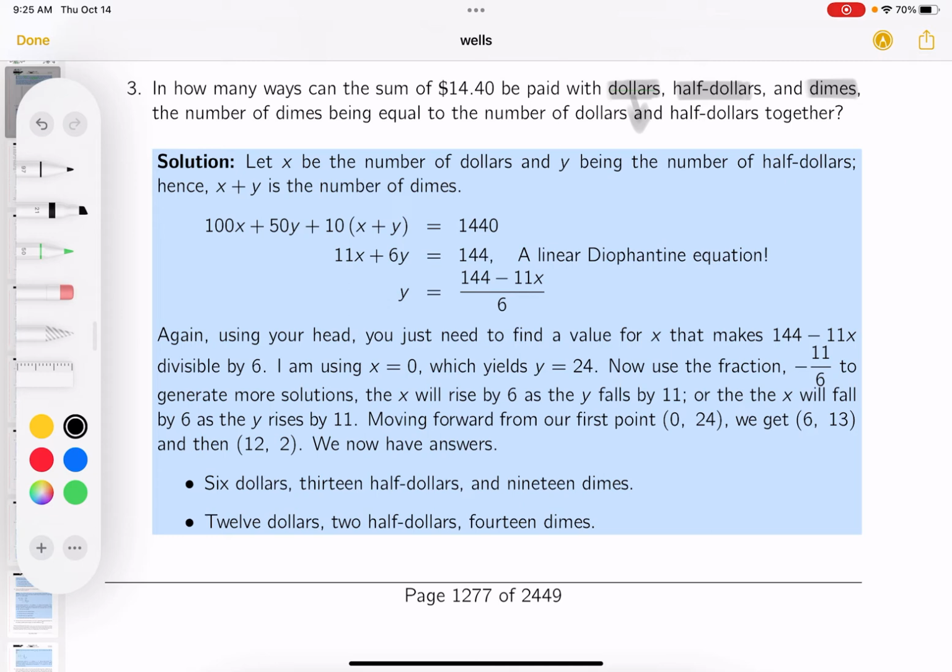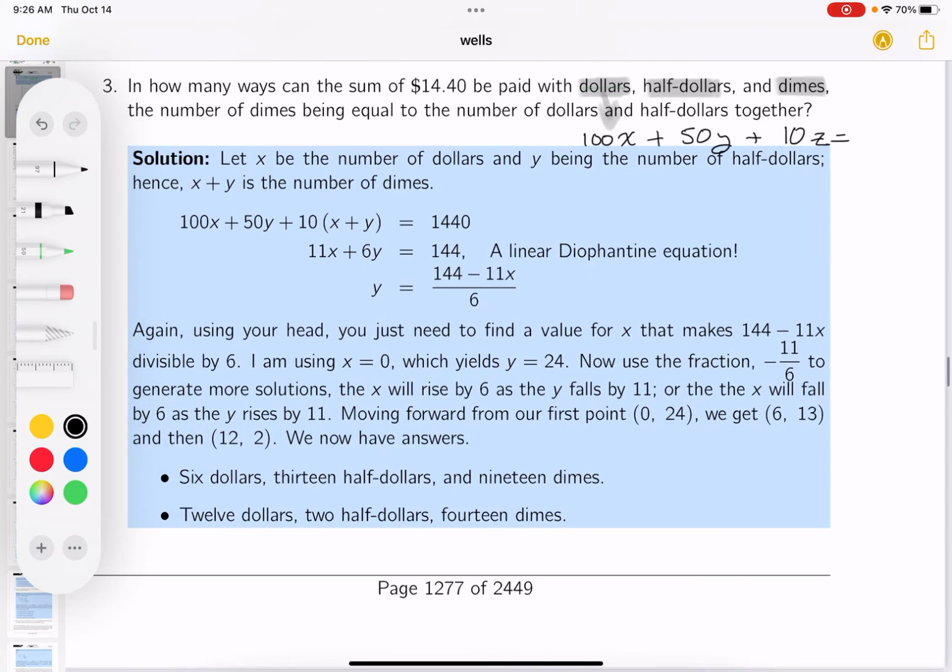Now, let me just get a pen out. So it's going to be 100, and X would be the number of dollars. What are half dollars worth? 50. And I'm going to say there's Y half dollars. And then dimes are worth 10. And how many dimes are there? I'm going to say Z. And how many pennies would I have in the end? 1440. Okay, let's keep reading it. Now, I want to point out, I'm reading something over here. I better understand what I'm reading.